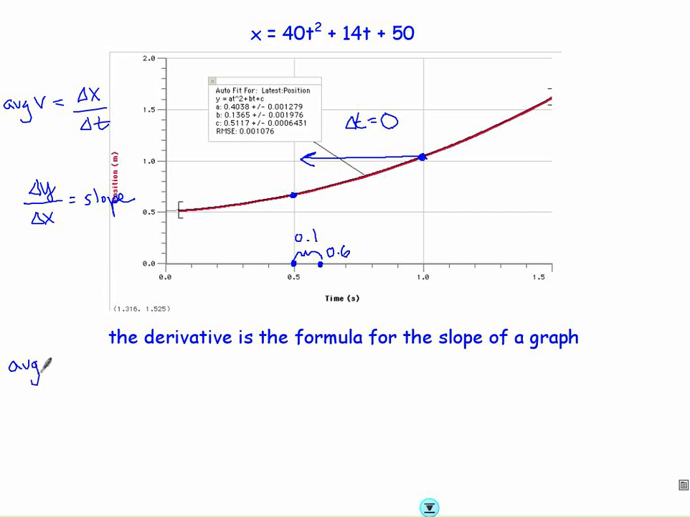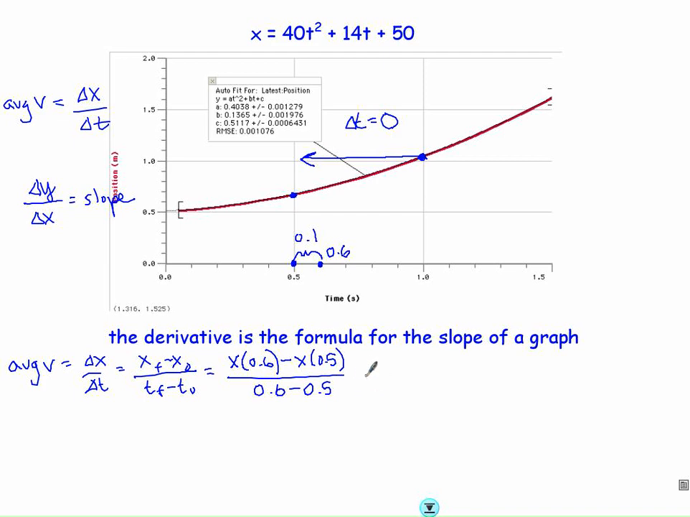So here's our formula. Average velocity, delta x over delta t. In other words, that's your final x value minus your original x value, divided by your final time value minus your original time value. Another way to write that is your x value at 0.6, that's our final x value, minus your x value at 0.5, that's our original x value, divided by our final time value, which is 0.6, minus our initial time value, which is 0.5. The bottom's easy to do. We get 0.1.